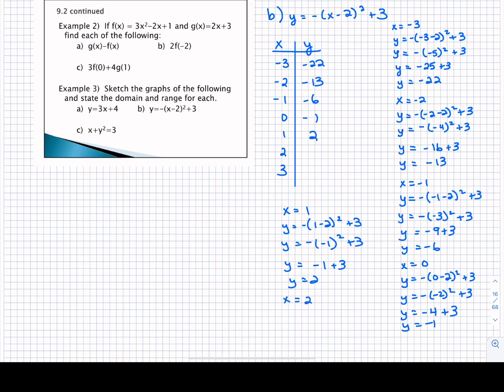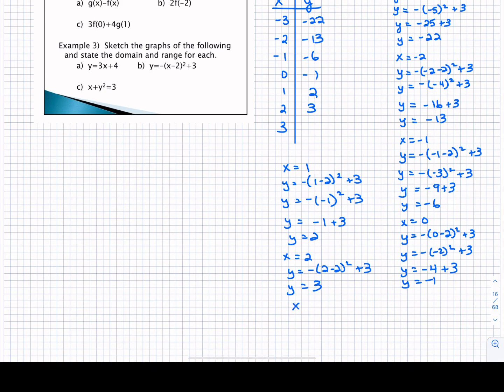If x is positive 2, then y will equal negative of (2 minus 2) squared plus 3. 2 minus 2 is 0. 0 squared is still 0. Times a negative 1 is still 0. 0 plus 3 is going to be positive 3. We've got one more point to go. If x is positive 3, then y will equal negative of (3 minus 2) all squared plus 3. So y will equal 3 minus 2 is 1. We'll have a negative 1 plus 3, or a positive 2.